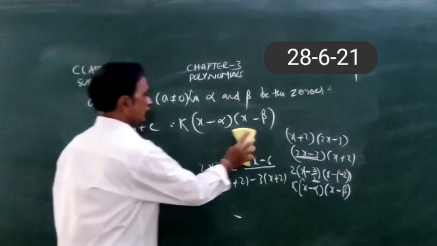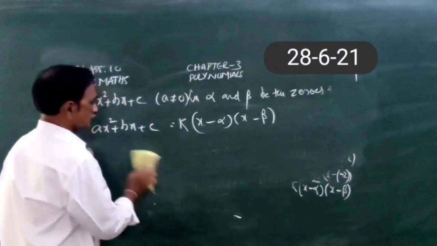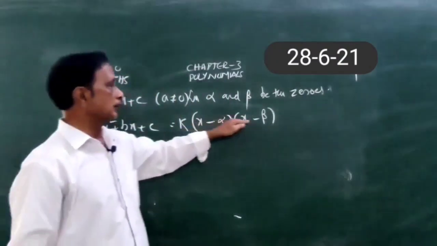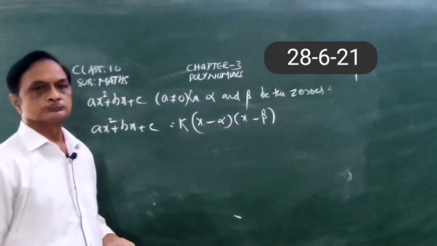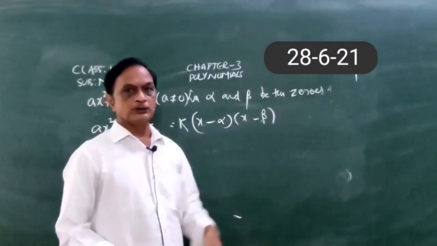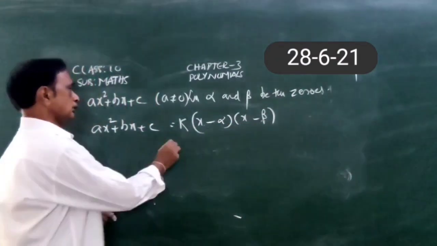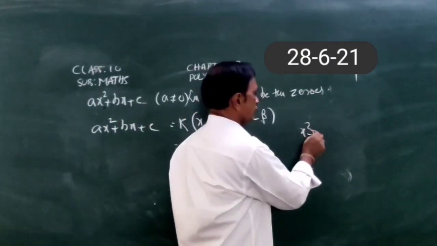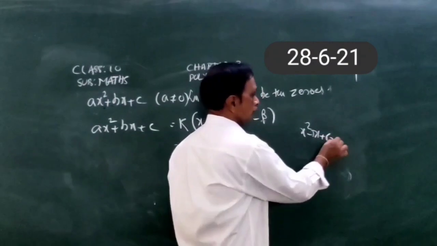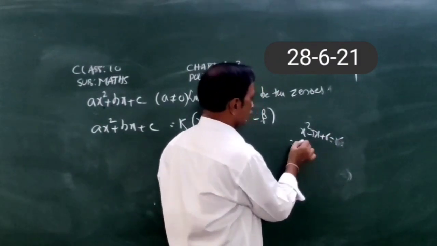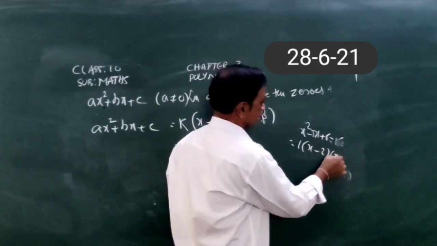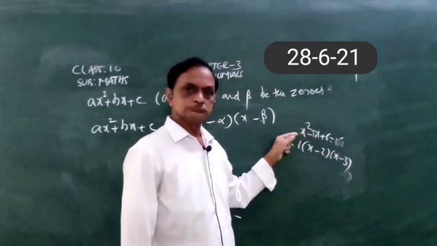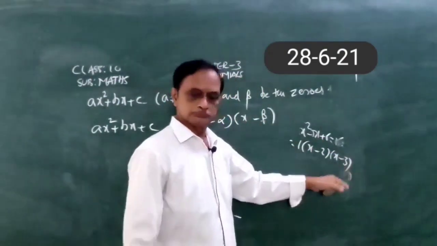So every quadratic polynomial can be expressed in the form of k into x minus alpha into x minus beta, where alpha and beta are the zeros. Now suppose x squared minus 5x plus 6: 1 into x minus 2 into x minus 3. If you find the product of these three, you get this one. These two are one and the same.